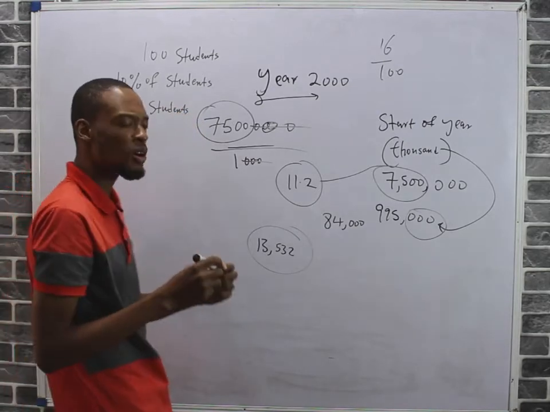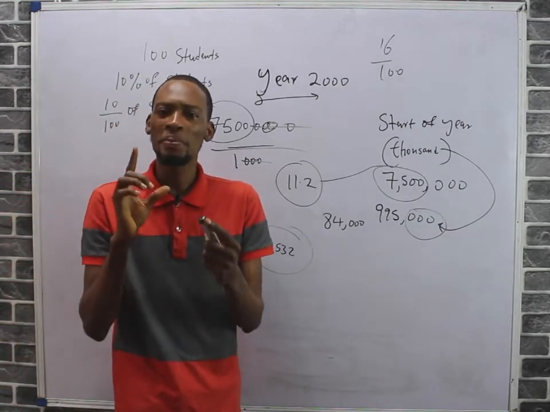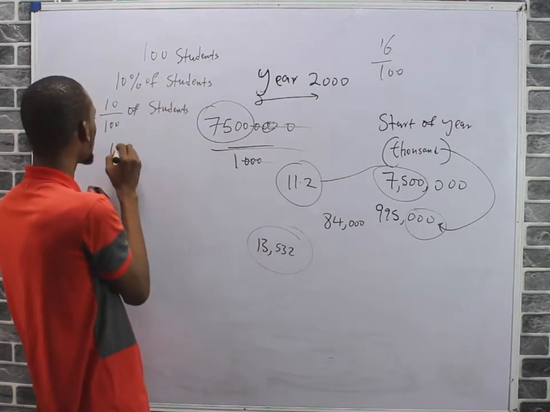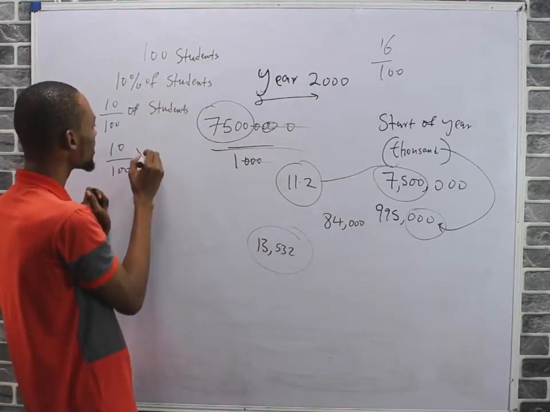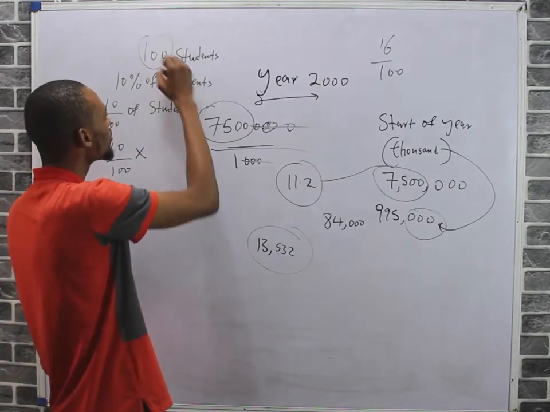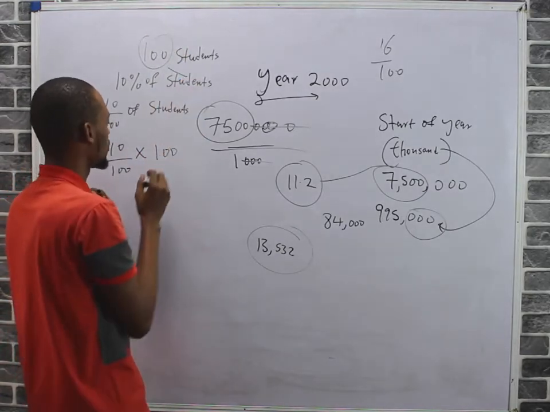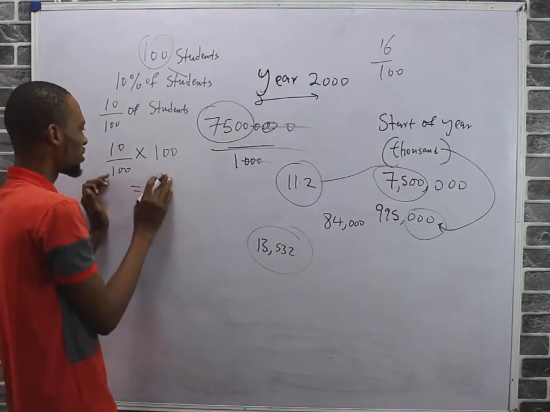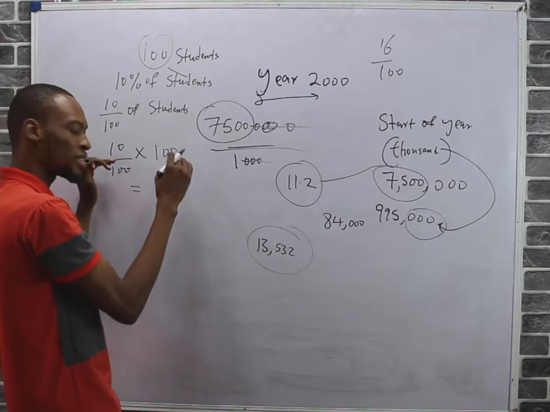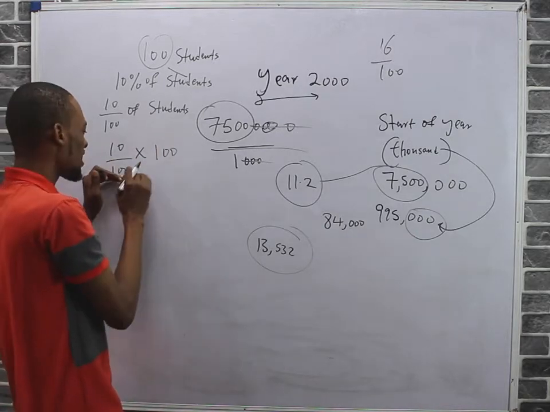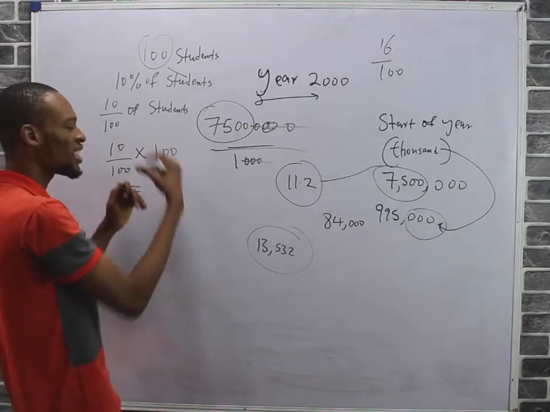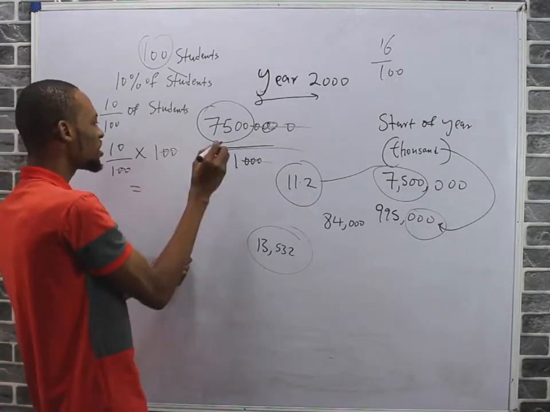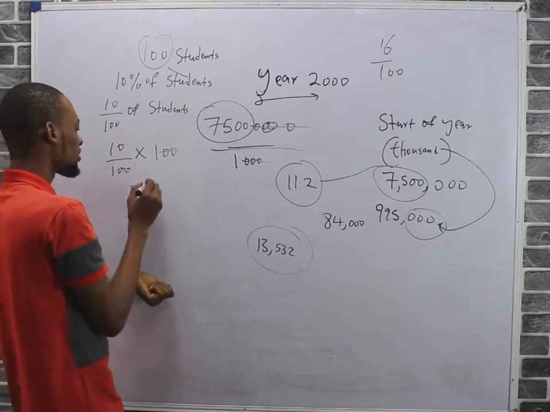And in mathematics, of represents multiplication. This means 10% of is 10% times, and the number of students is 100, so times 100. When you are doing this type of multiplication, so long as there is times and you have zeros at the top and zeros at the bottom, just cancel any amount of zeros that can cancel. We have 2 zeros here. If we cancel these 2 zeros, we are left with 10.